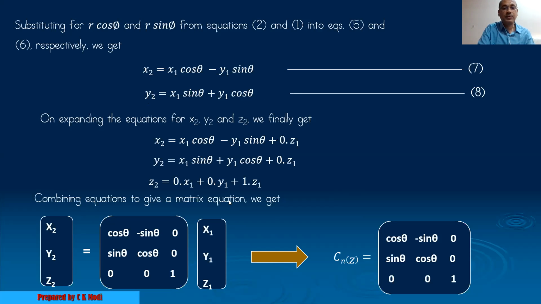So combining these equations gives a matrix equation. The x2, y2, z2 matrix is equal to the matrix cos theta, minus sin theta, 0; sin theta, cos theta, 0; 0, 0, 1, multiplied by x1, y1 and z1. This is the matrix for CnZ, because the rotation axis is situated on the Z axis. In an anti-clockwise direction, the value of the CnZ matrix is cos theta, minus sin theta, 0; sin theta, cos theta, 0; 0, 0, 1.